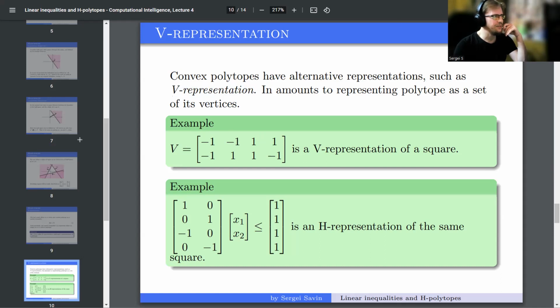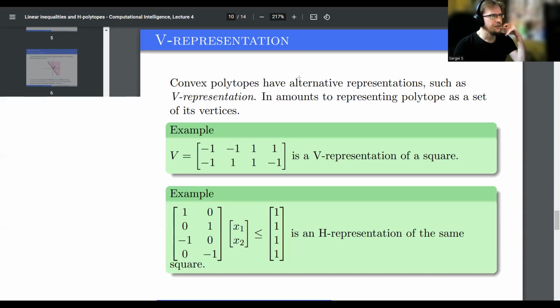So this represents something like this. Let's say we have our axes. This is -1, -1, the first point. Then the second point is -1, 1. Next is 1, 1. Next is 1, -1.